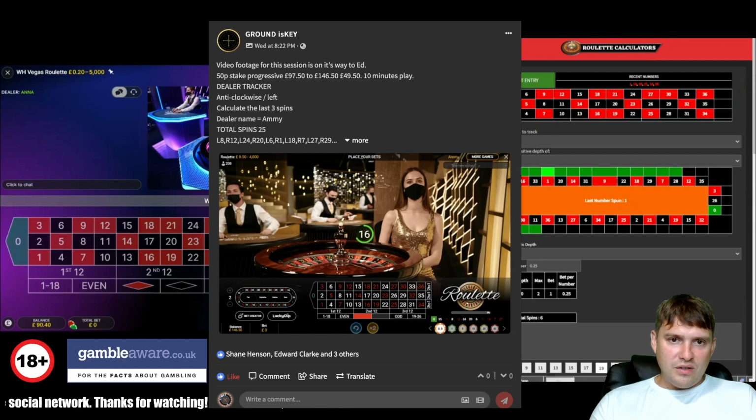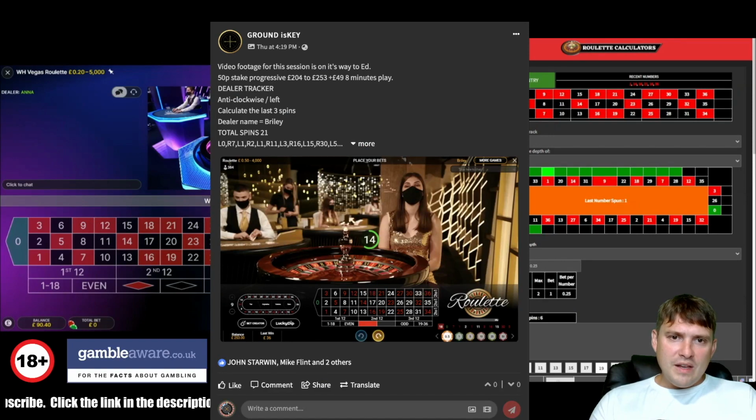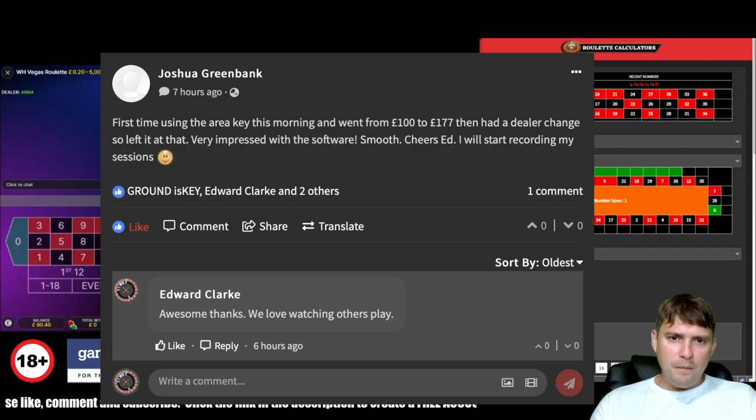And he was using the dealer tracker in this case, anti-clockwise left, fast free spins, dealer tracker aiming. So yeah, check out the social network, we've got tons of stuff on there. This is his second session. Video footage for this is on its way to Ed, so that's another video that I'll be sharing. 204 to 253, so another £49 in 8 minutes. So you can see Grounder's Key does like doing profit and stop, where he just jumps in, grabs some profit and then leaves. So that is smart play as well.